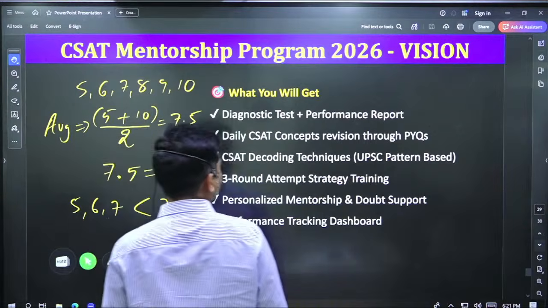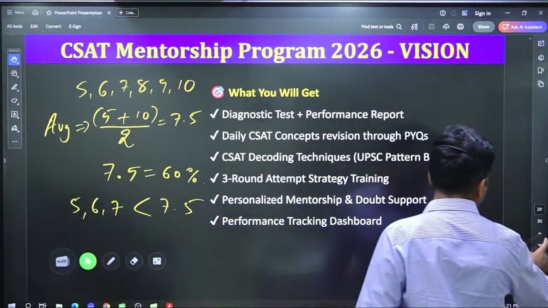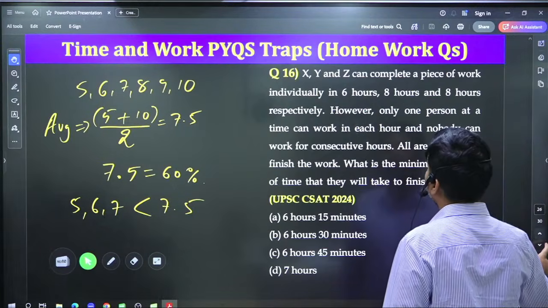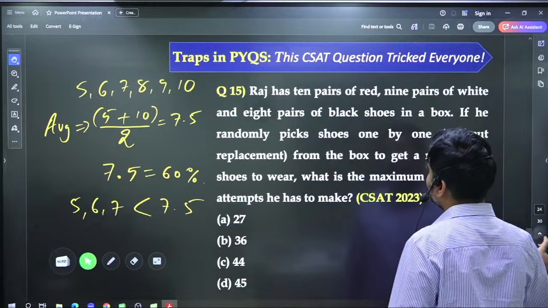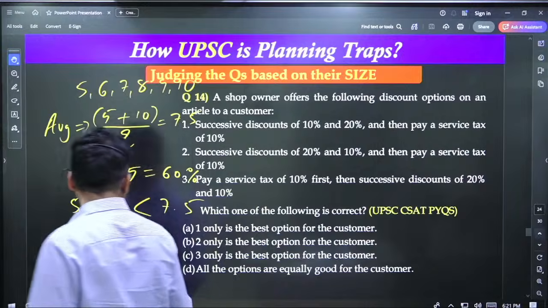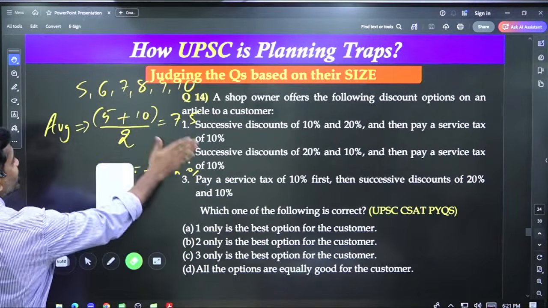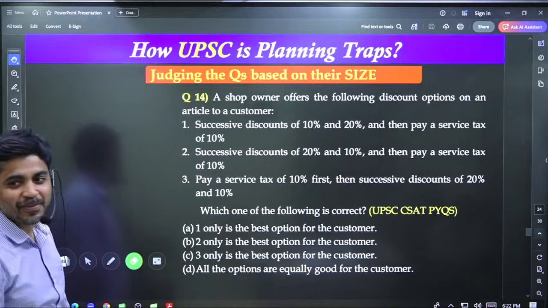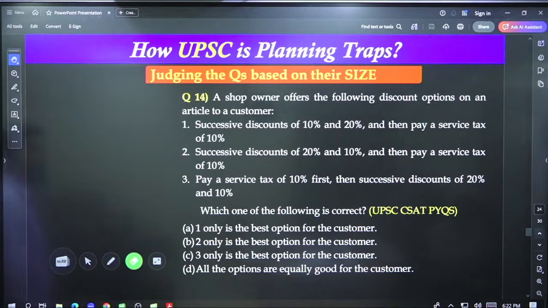Institute questions are different. Institute questions are difficult. Who is giving institute questions? See, actually they prepare traps very well.